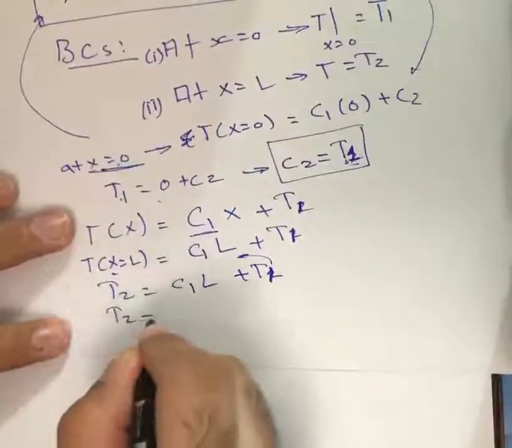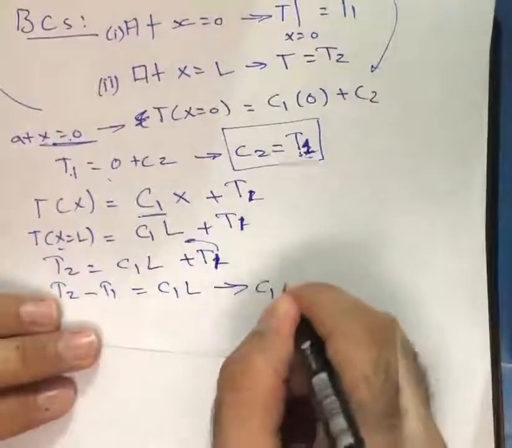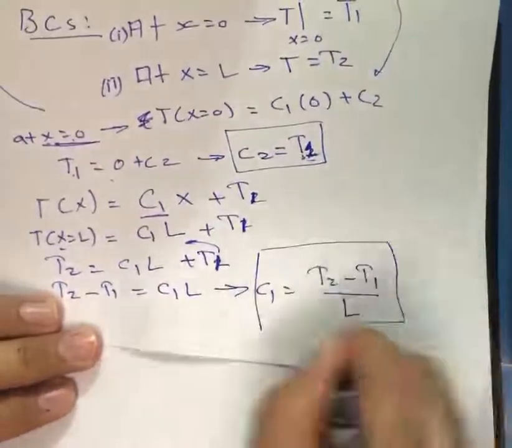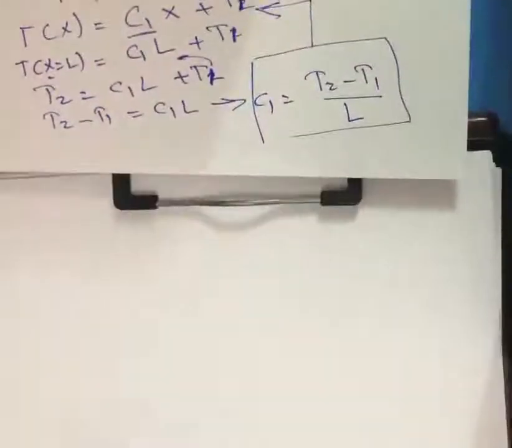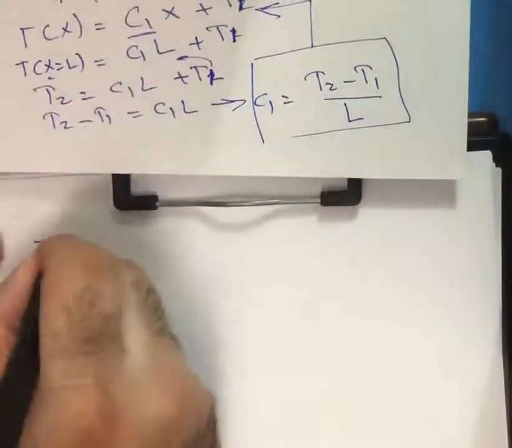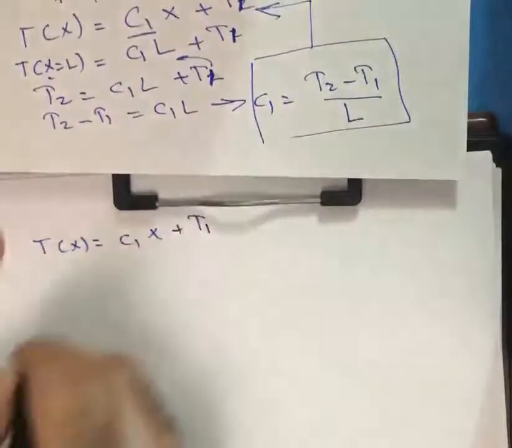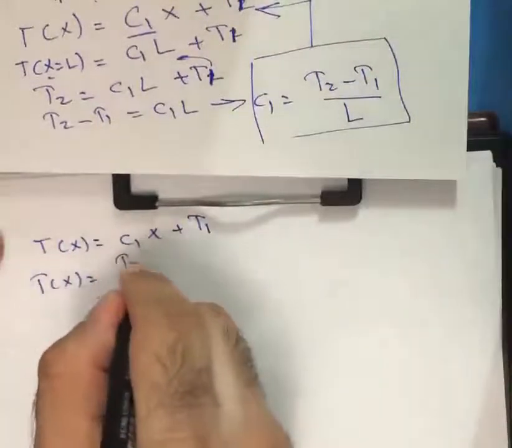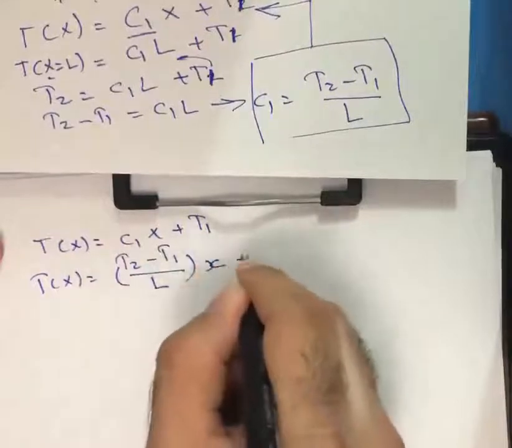so that T2 minus T1 equals C1L. In this way, we get that C1 is equal to T2 minus T1 divided by L. Now this will be substituted in the general solution, which is this, so that we get the following. T(x) equal to C1x plus T1. T as a function of x, where C1 is T2 minus T1 divided by L, multiplied by x plus T1.